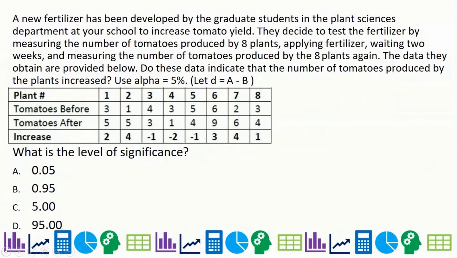So we have here, this is from the reflection. So if you want to take some notes, you can. This looks a lot like what we did before. We have a new fertilizer that has been developed by the graduate students in the plant sciences department at your school to increase tomato yield. All right.